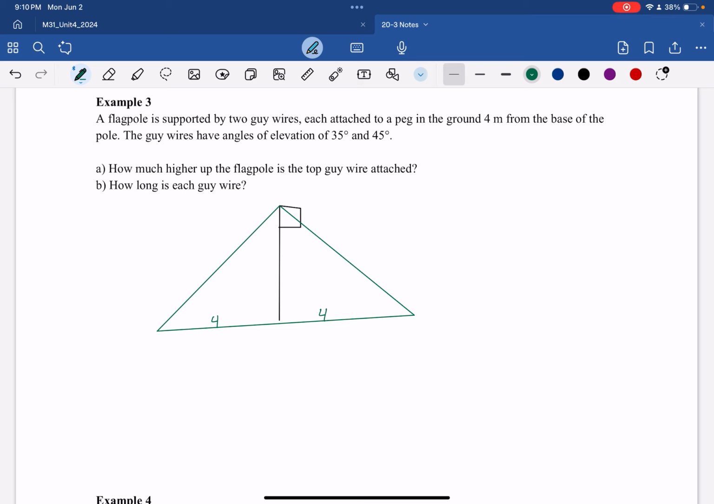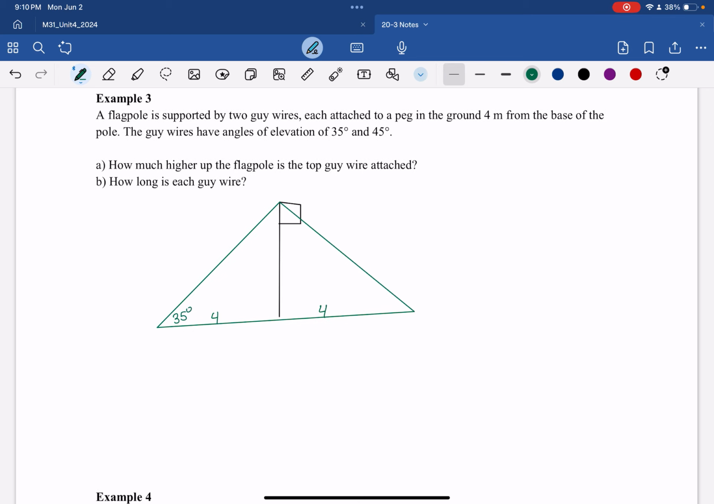The guy wires have an angle of elevation. One is 35 degrees and one is 45. It doesn't matter which side we put these on. So how much higher up the flagpole is the top wire attached? So when we think about this flagpole, and I'll redraw this a little bit, one of these wires that has a lower angle of elevation is actually going to attach lower. So there is a different way we could draw this diagram, but this works as well. So we want to know how much higher is the top wire than the bottom one. So we want to find this distance here.